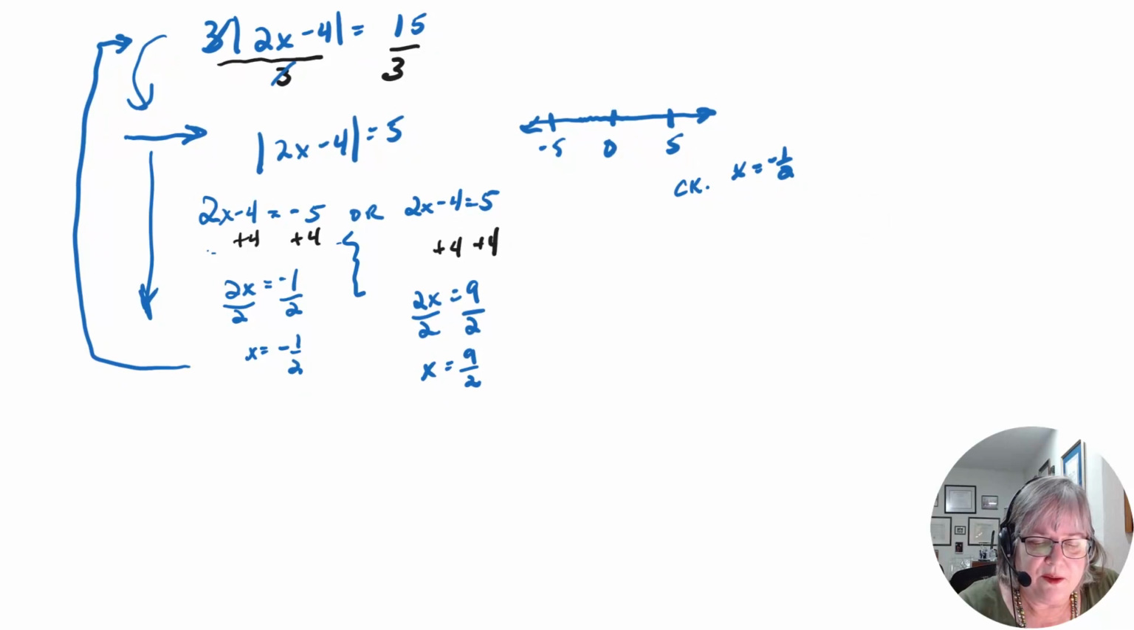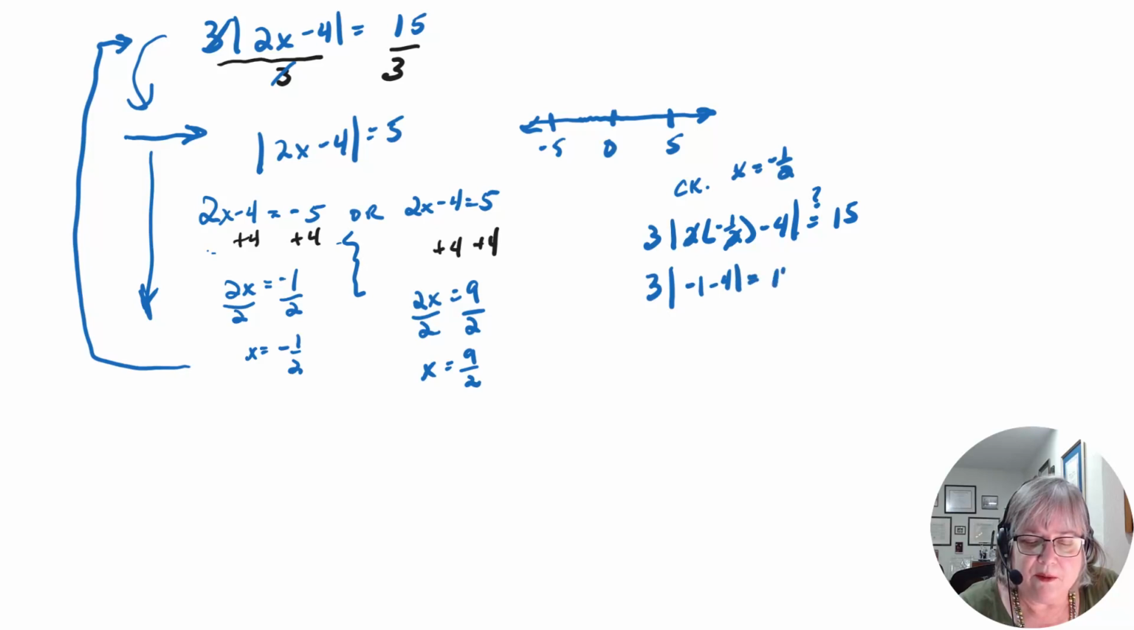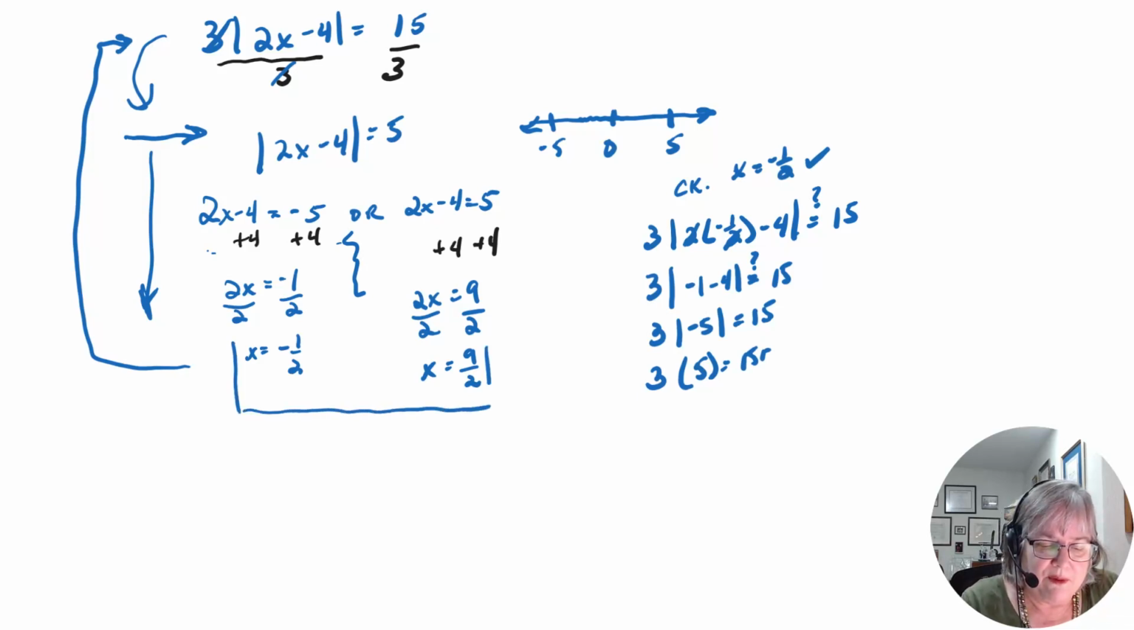All right, so does 3 times the absolute value of 2 times negative 1/2 minus 4 equal 15? 3 times the absolute value. These 2's cancel. Negative 1 minus 4. Does that equal 15? Does 3 times the absolute value of minus 5. Now remember, you can't multiply inside an absolute value. You have to solve it first. So the absolute value of negative 5 is 5. Now you can multiply. And that's a true statement. So yes, this checks. And if you check the other one, you'll find out that these both check.